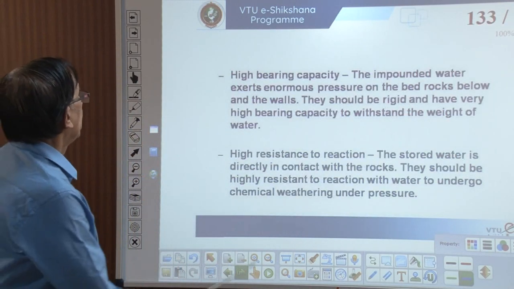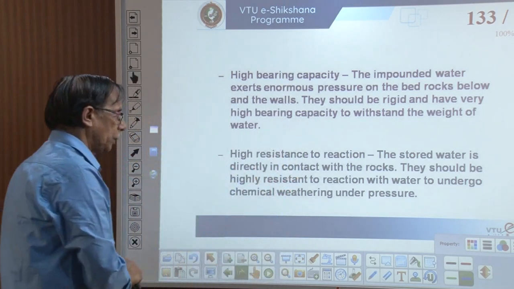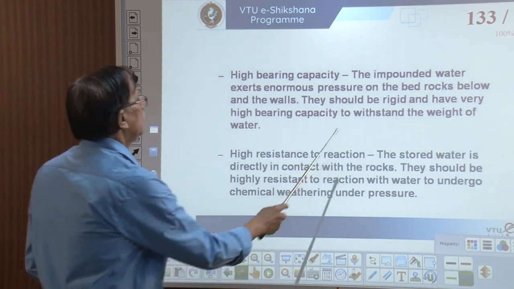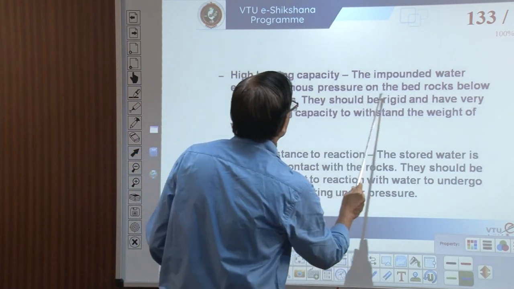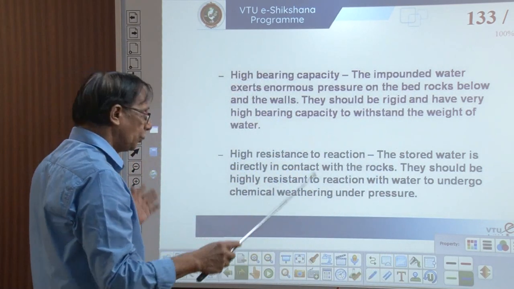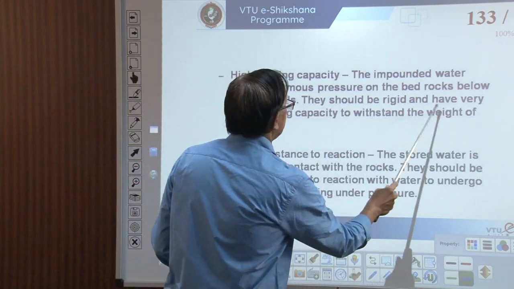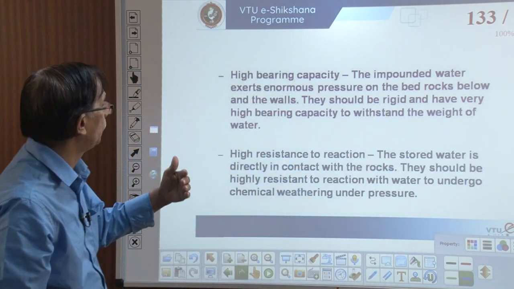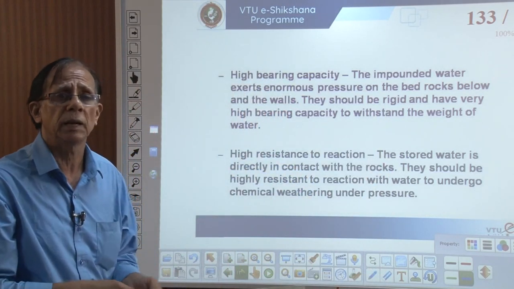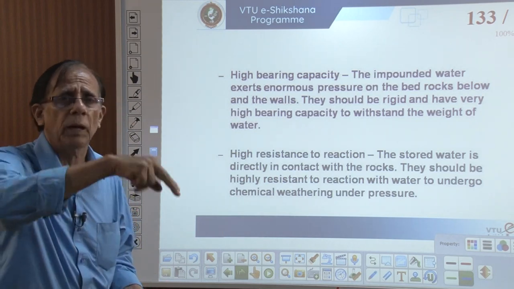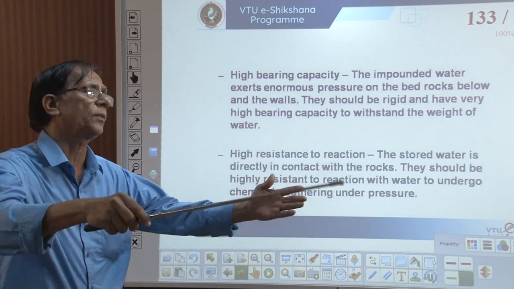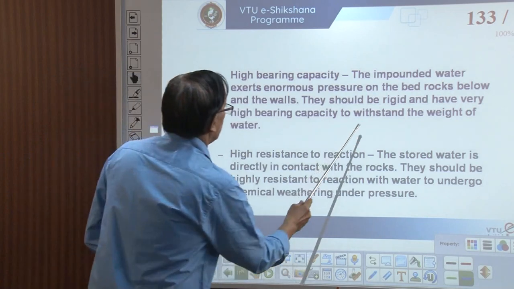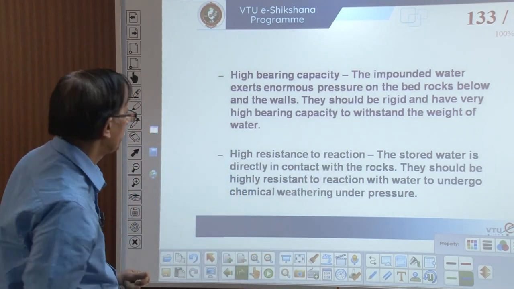Then, high bearing capacity. This is not necessarily for the reservoir, but for the dam site. Impounded water exerts enormous pressure on the bedrock below and the walls. They should be rigid, with very high load bearing capacity, and able to withstand the weight and pressure of the water. This is especially true in the vicinity of the dam site, not farther away from the dam where the reservoir is spread. There, other properties are required. Bearing capacity is not what matters there.